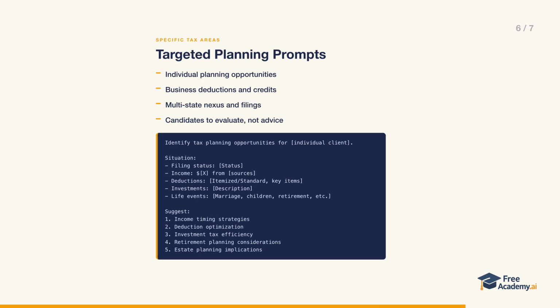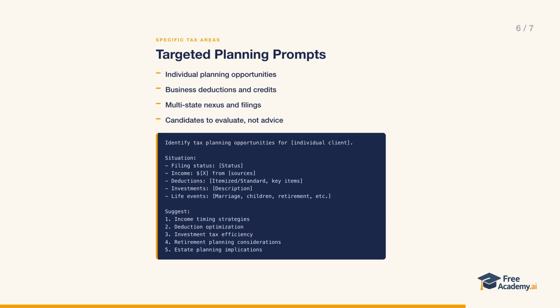The lesson also gives you targeted prompts for specific situations, so you can go beyond general research. For individual tax planning, this template takes a client's filing status, income and sources, deductions, investments, and life events. Then it asks AI to suggest income timing strategies, deduction optimization, investment tax efficiency, retirement considerations, and estate planning implications.